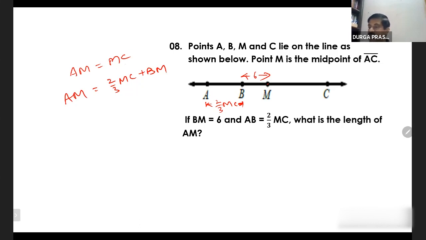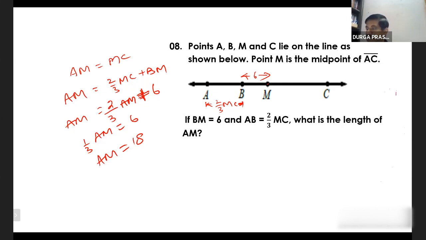In place of MC, I can write AM. So 2/3 of AM plus 6 is AM. Take this to the left. 1/3 of AM is equal to 6. So AM is equal to 18. Look at which option can be taken: option A.